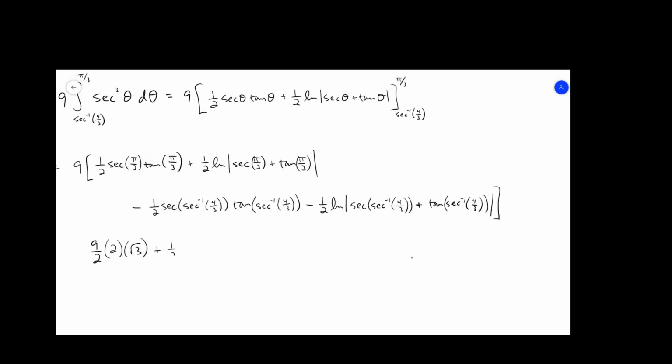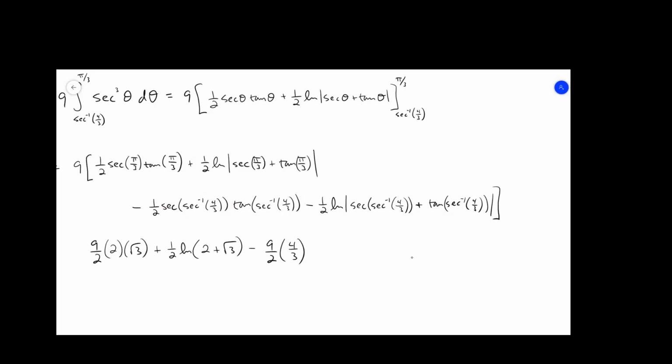plus 1/2 ln. I'm going to ditch the absolute value bars because all this stuff's positive. Secant pi over 3 again, it's 2. Tangent pi over 3 is root 3. And then minus 1/2. Now we're on the second part here. What's this going to be? Secant of inverse secant. Well, those just cancel, don't they? And I got to distribute that 9 too, so it's just going to be 9 halves also. Secant of inverse secant, those cancel. We're just left with 4/3.